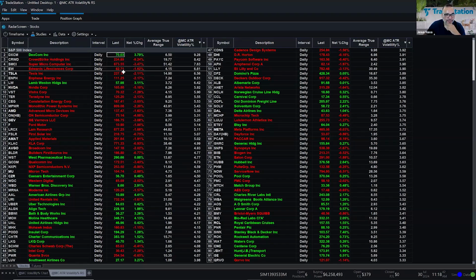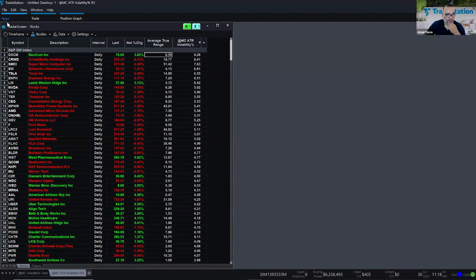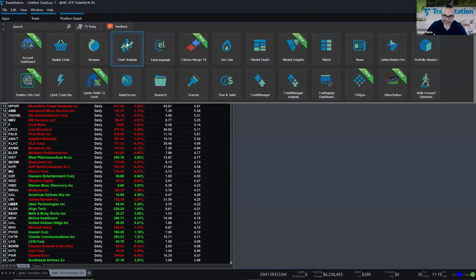But look at the price of the security. It's $70, even cheaper than what NVIDIA was. But the average true range is $6.50. If we wanted to see this security in a chart, we can. Let me go ahead and resize my radar screen, go to apps and open up a chart analysis.